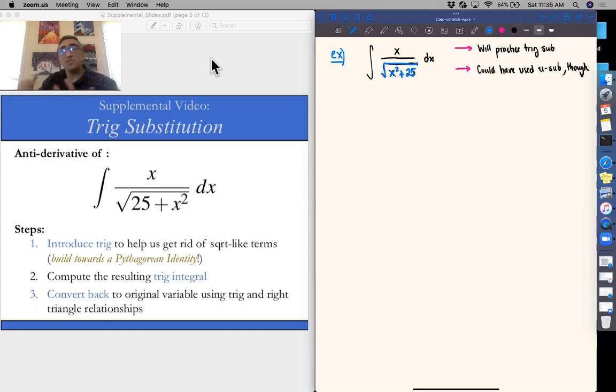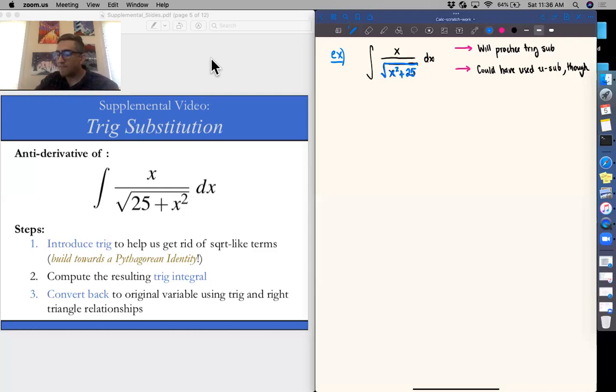If you were actually doing this integral, we could do a quick reminder of all the integration techniques we have, and see that we could use u-sub on this problem. Okay, so let's move forward with our trig substitution. First, introduce trig to help us get rid of the square root. After we introduce trig, we'll have an integral fully in terms of trig functions, so we compute a trig integral. The final step is to convert back in terms of the original variable.